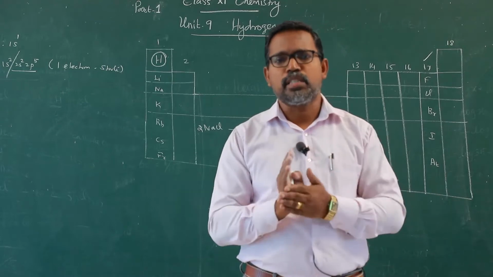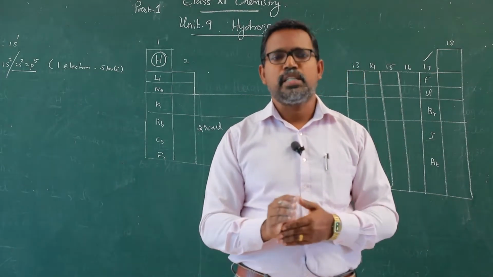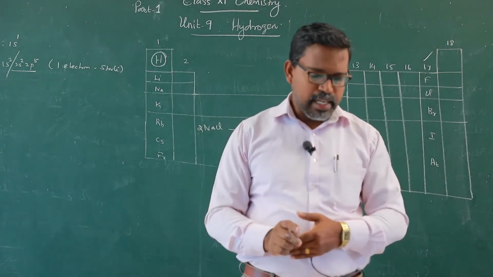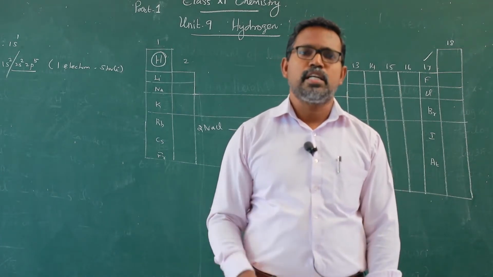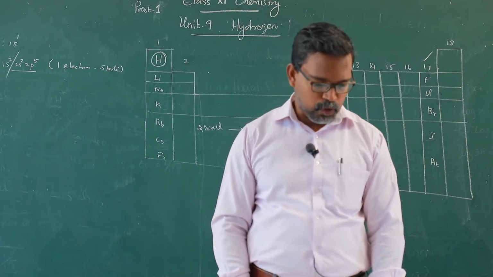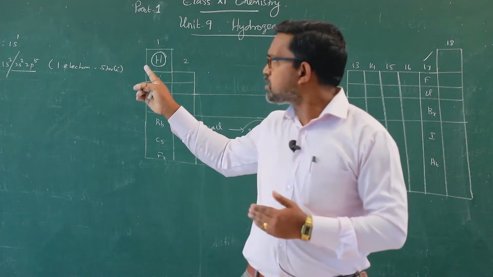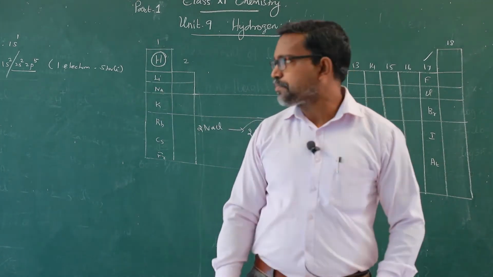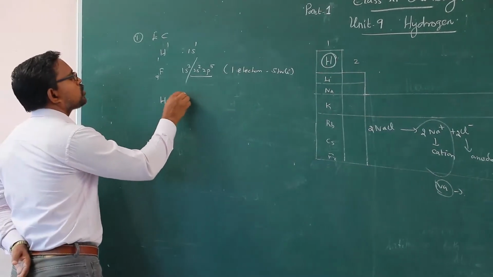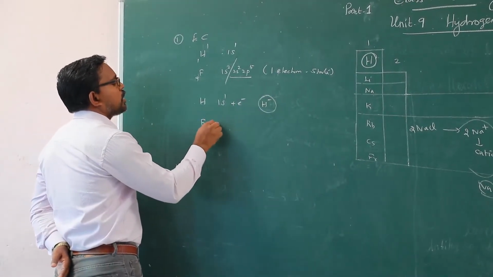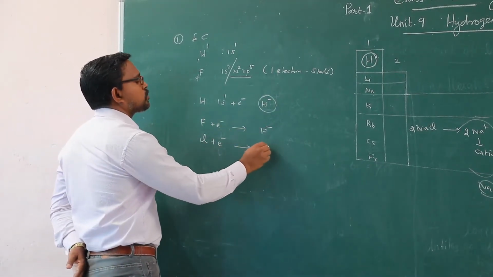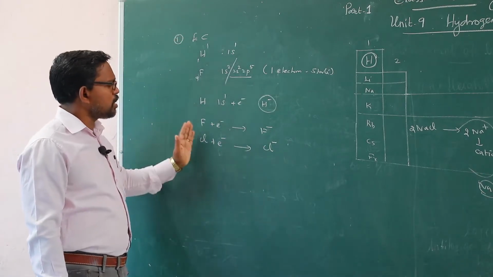Hydrogen has only one electron present in the valence shell, therefore its electronic configuration is 1s1. Fluorine, atomic number 9, is 1s2, 2s2, 2p5. Here also it needs one electron less to attain the stable configuration, the stable state.